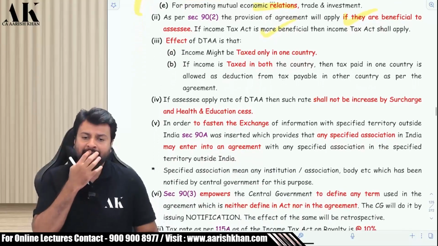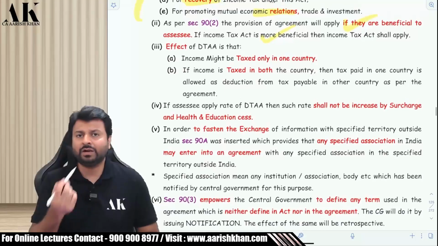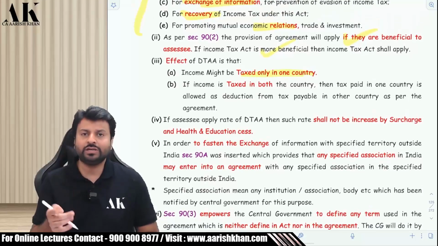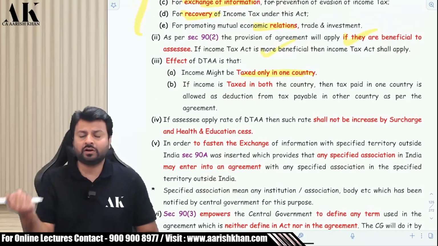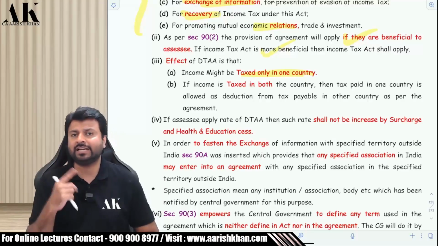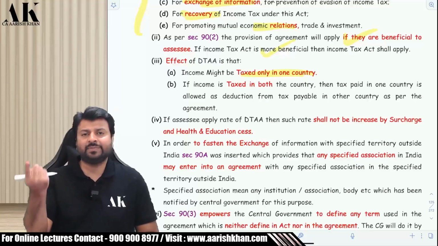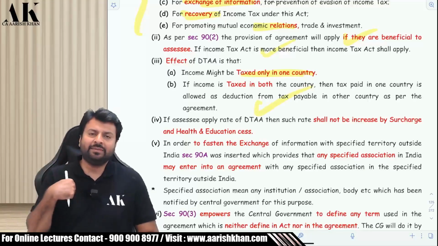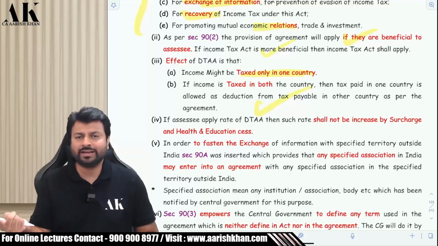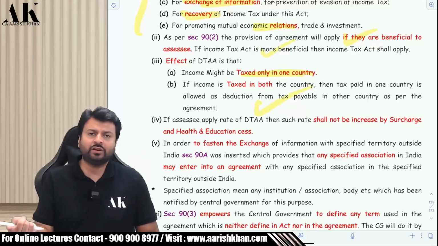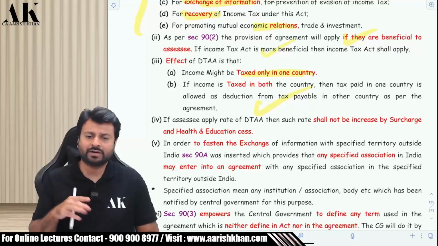Okay. Now, what is the effect of DTAA? Effect of DTAA is that one possibility is that the tax will be charged only in one of the countries, either in India or in foreign country. One of the countries will take tax, one of the countries will exempt tax. The second possibility is that both countries will take tax and the resident country will give deduction of the tax paid in the foreign country. Okay, so if I am an Indian, if I go to UK and earn money, India will also take tax, UK will also take tax, but Indian government will give me some kind of relief from their end.